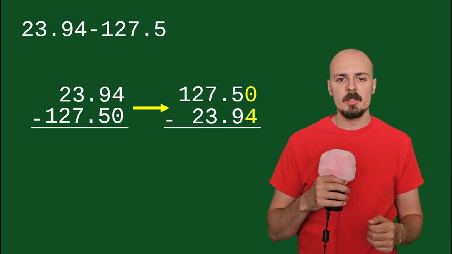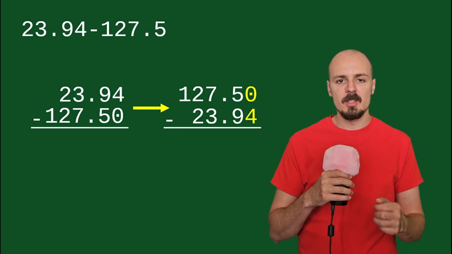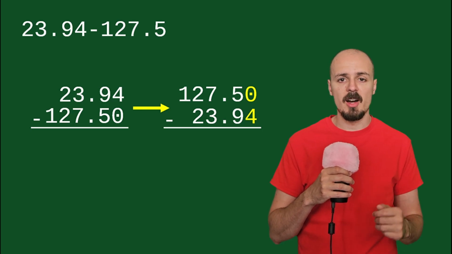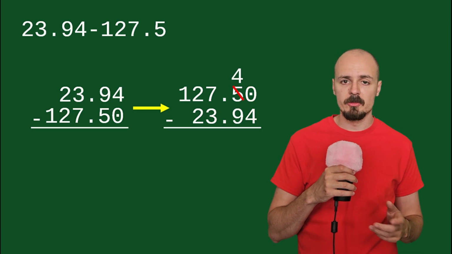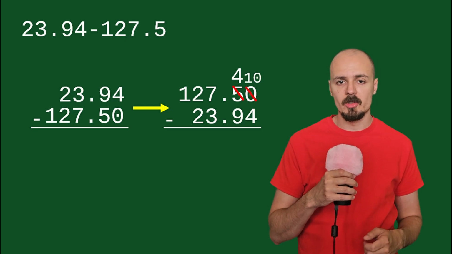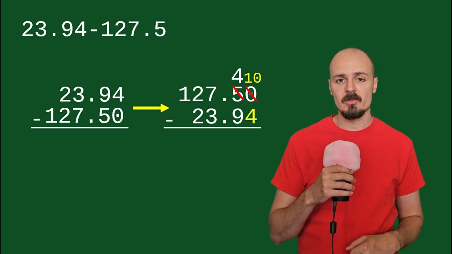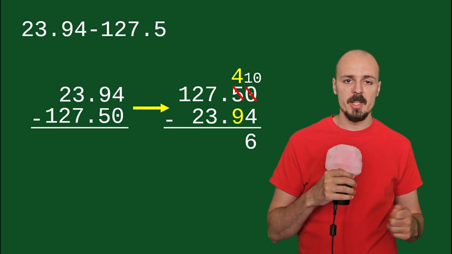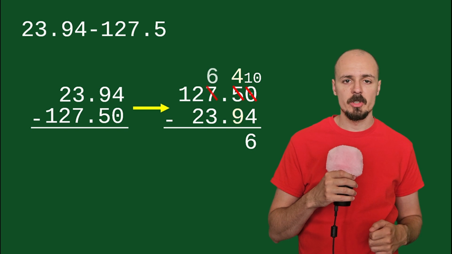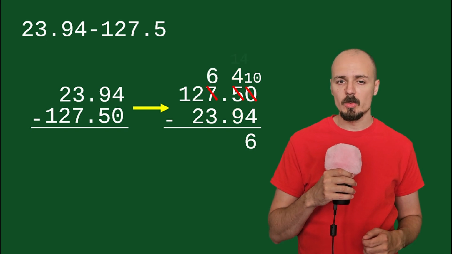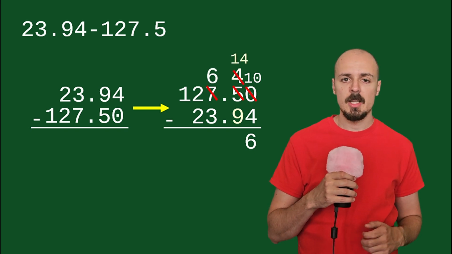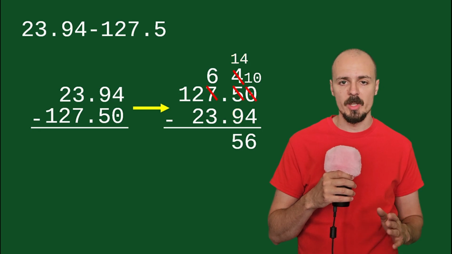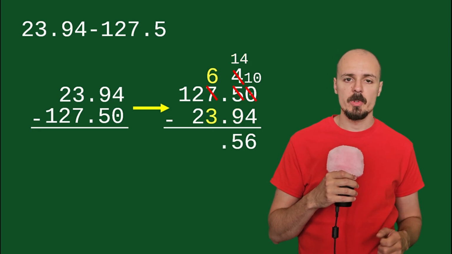Now, let's start. 0 minus 4, that'll be negative, so let's borrow from the 5. That turns our 5 into a 4, and that 0 will turn into a 10. Now, 10 minus 4 is 6, and 4 minus 9 is another negative. So once again, let's borrow from the next column. This 7 will turn into a 6, and this 4 will turn into a 14. Now, 14 minus 9 is 5, so that's good, and 6 minus 3 is 3.